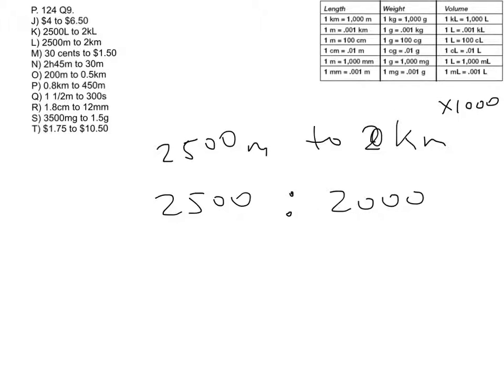Again, we know that we have to simplify, and that one number that goes into both numbers equally is the number 500. So we divide both sides by 500, and the answer we get is 2,500 divided by 500 is 5, and 2,000 divided by 500 is 4. And now we can put this as a ratio, and this should be your final answer.